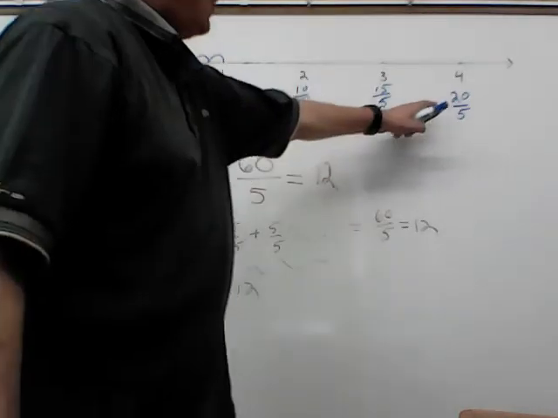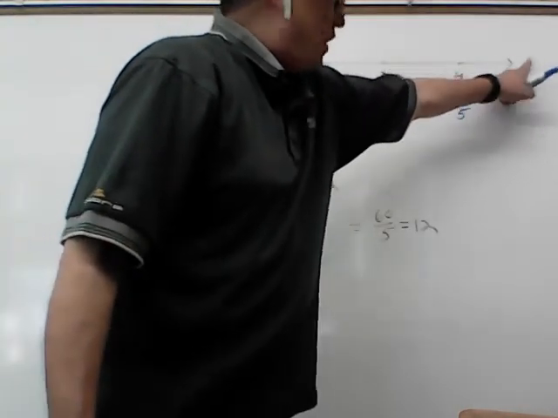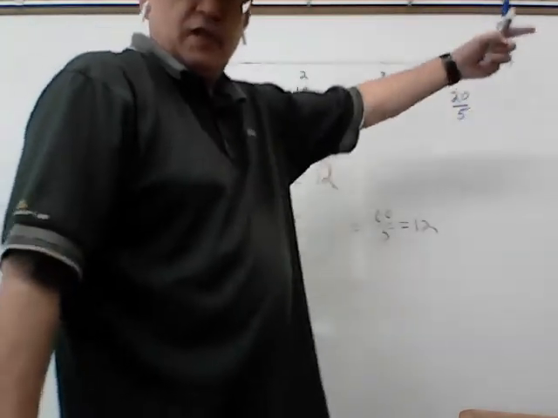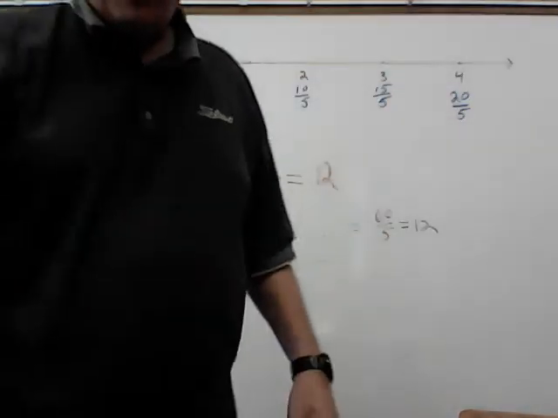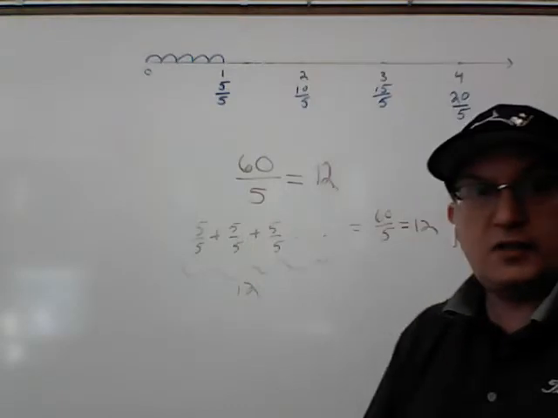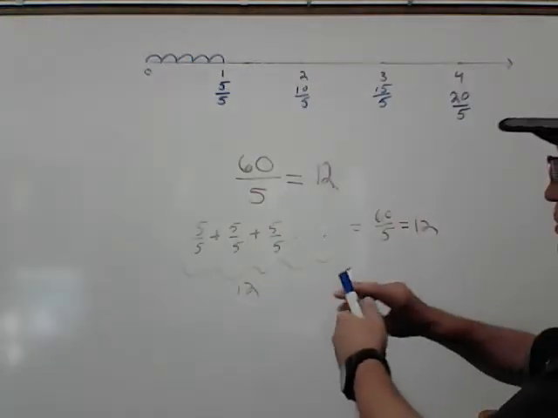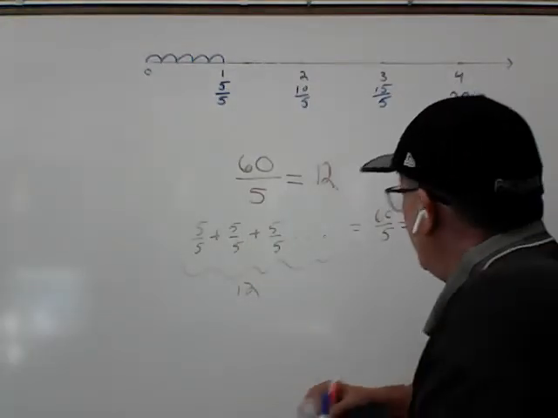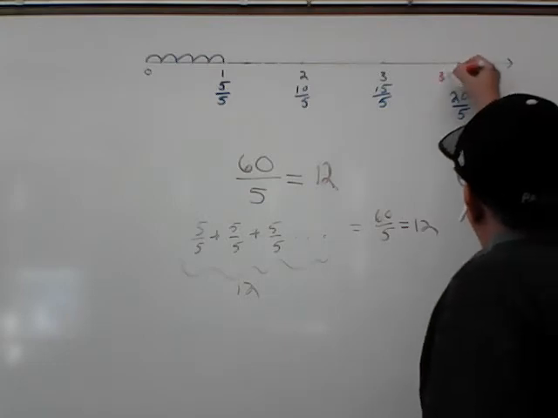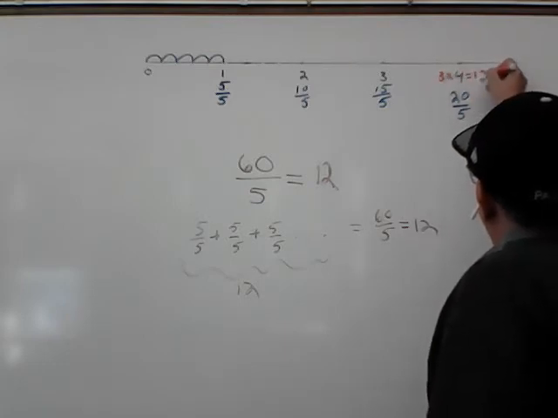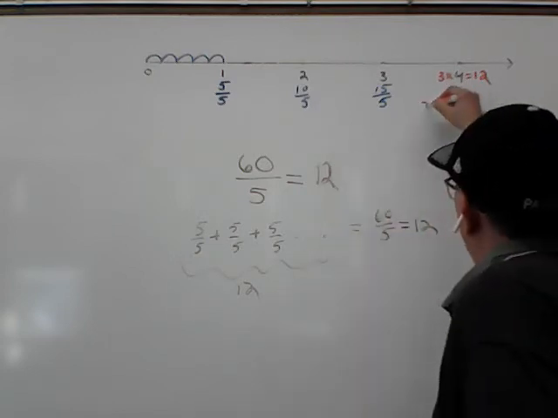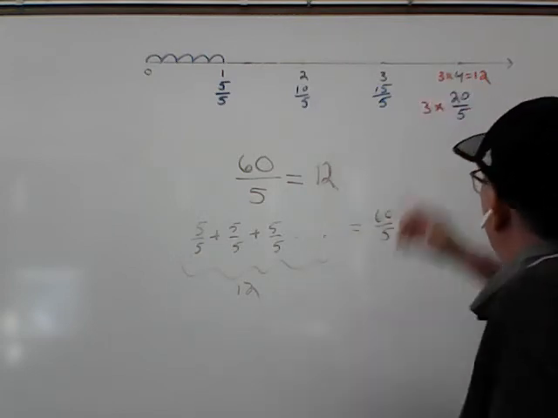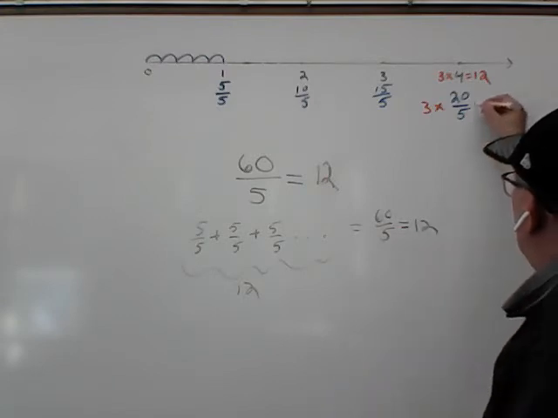If we continued here, the whole number 5 would be 25 fifths, and then 6 would be 30 fifths, and so on. We would be at the whole number 12 when we got to 60 fifths. Maybe we could look at it this way. 3 times 4 equals 12. How about 3 times 20 fifths?